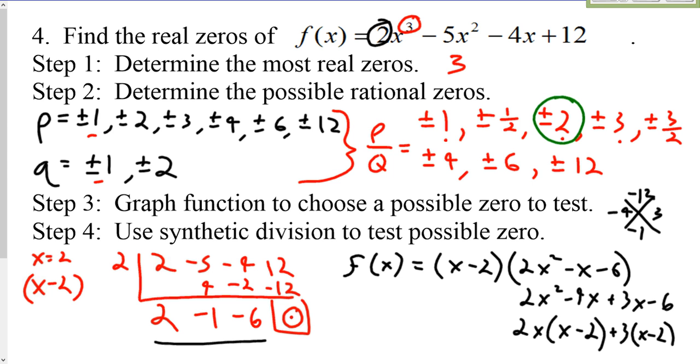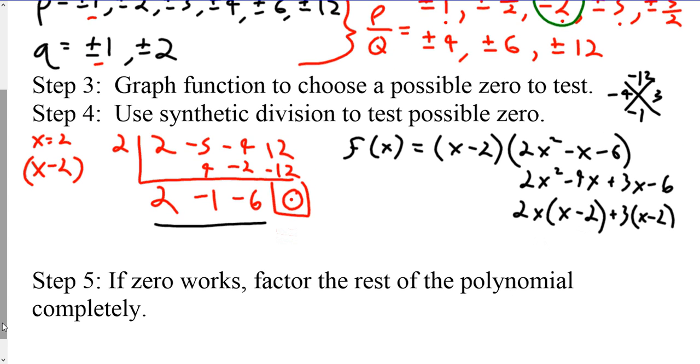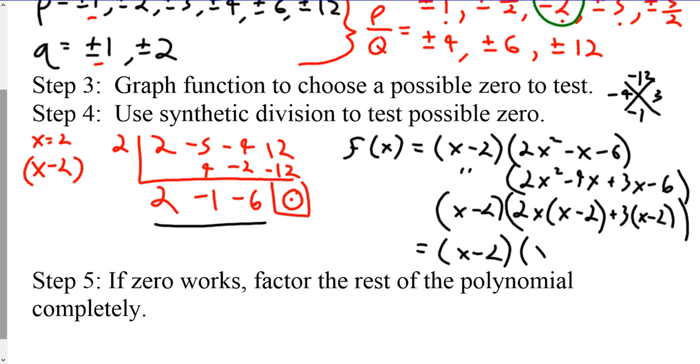So then I can factor, and this is just dropping down. So I have x minus 2 here. So then my final factor is x minus 2, x minus 2 there, and I get a 2x plus 3. Okay? And so that is my factored form of f of x.